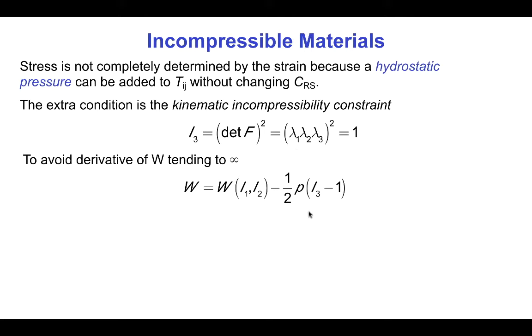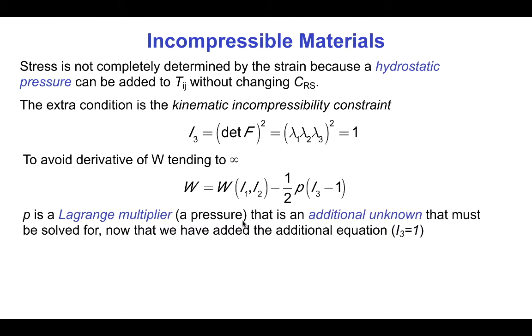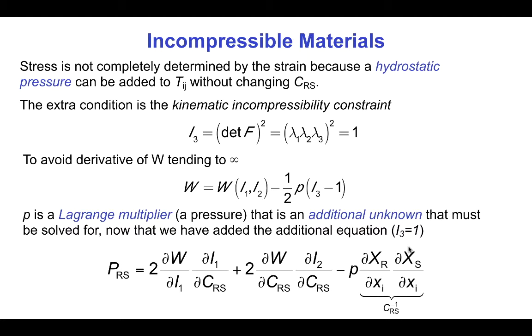When we derive the stress from this modified strain energy function that includes this pressure variable as a Lagrange multiplier, then the pressure enters the stress as an additional term. It's negative because a positive pressure is a negative normal stress. And when we convert the second Piola-Kirchhoff stress back to a Cauchy stress, this will just be minus P delta ij.